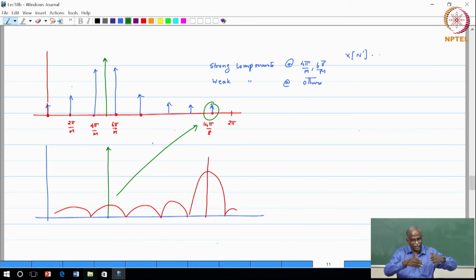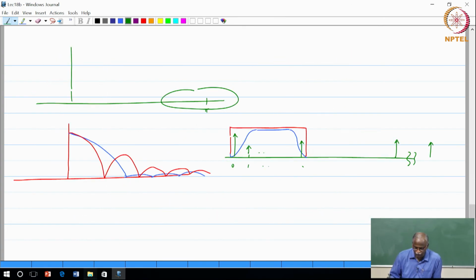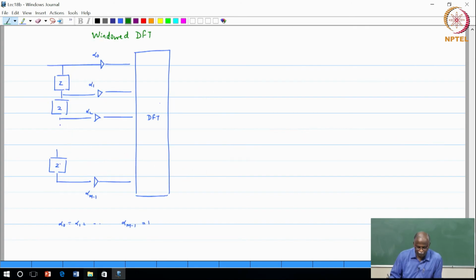Why? Because if I double the length of the sequence that I am working with, then the window will automatically be reduced to half its width, and that will give you a better resolution around the spectrum that you are looking for. So the technique for improving the spectral resolution, one is to do a windowed DFT, am I right?